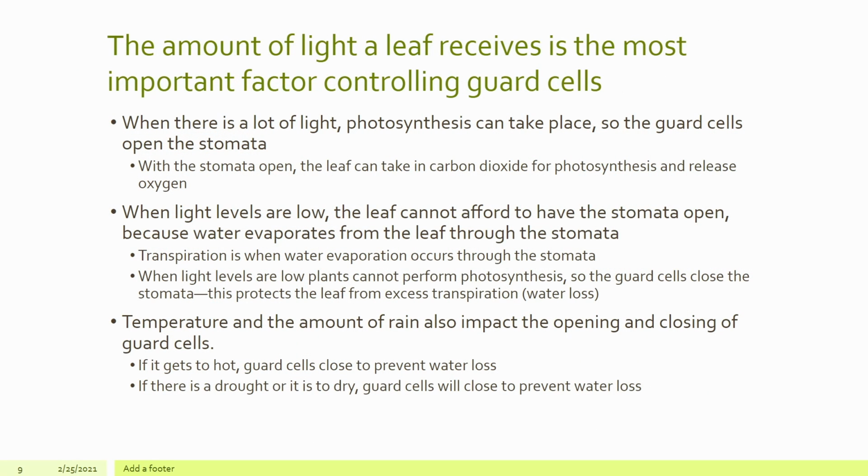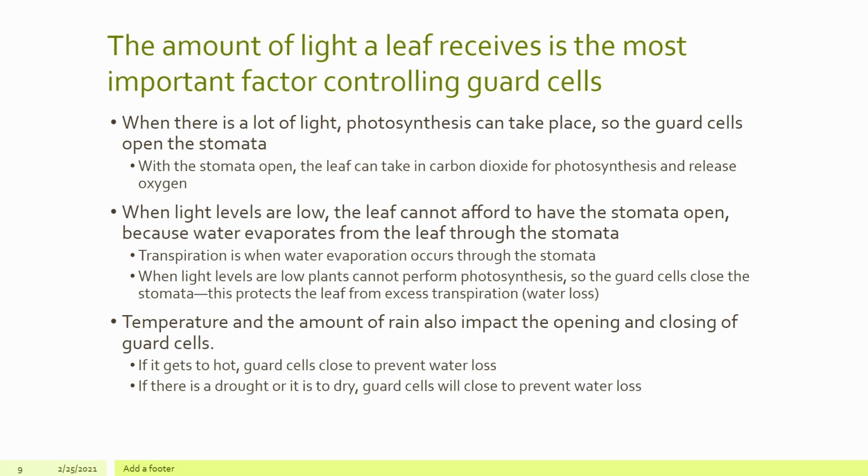Now, the amount of light a leaf receives is going to be the most important factor in controlling the guard cells. If there's a lot of light, photosynthesis can take place. That means the guard cells need to open the stomata to allow the cells in the leaf to take in carbon dioxide. That way photosynthesis can take place, and then release oxygen, a byproduct of photosynthesis.